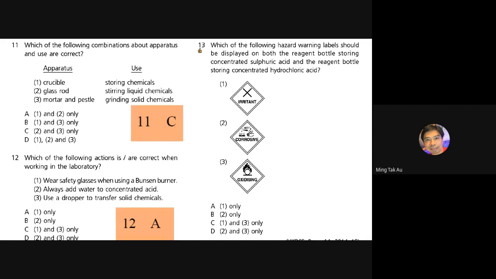Okay, next one, with a thumb here. So it should be more difficult. Which of following hazard warning labels should be displayed on both of the reagent bottle storing concentrated sulfuric acid and the reagent bottle storing concentrated hydrochloric acid? So what is your answer? Okay, this is a DSE past paper. So what is your answer?